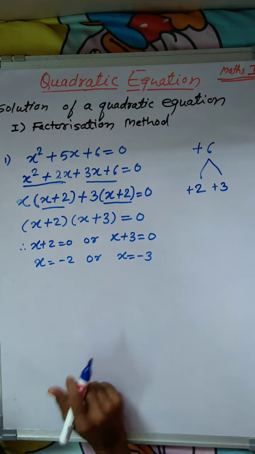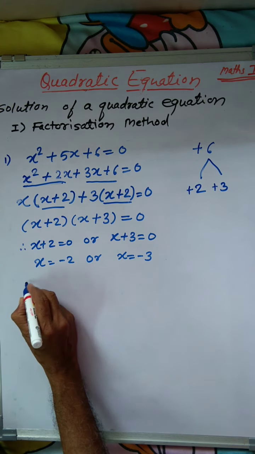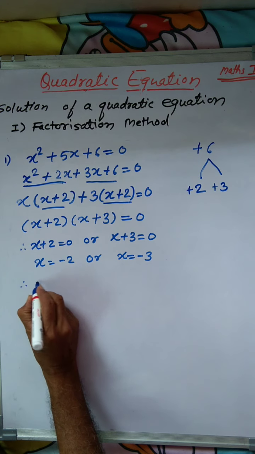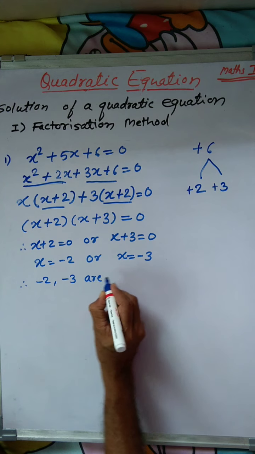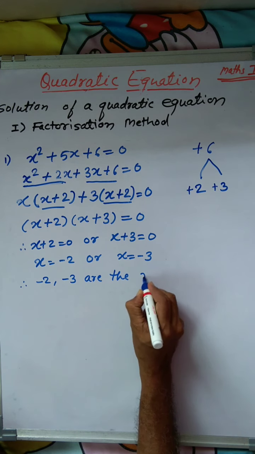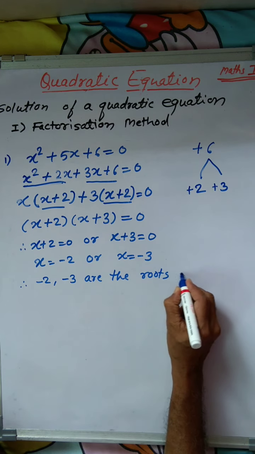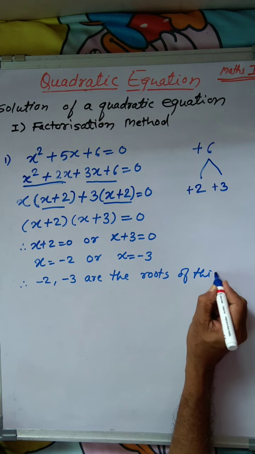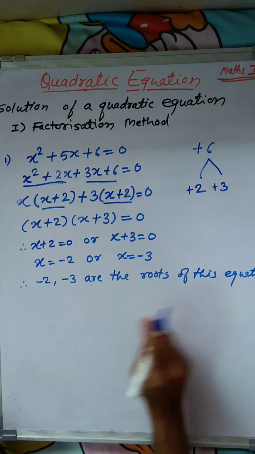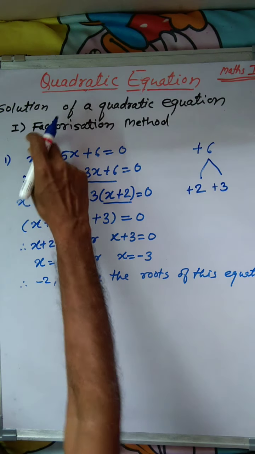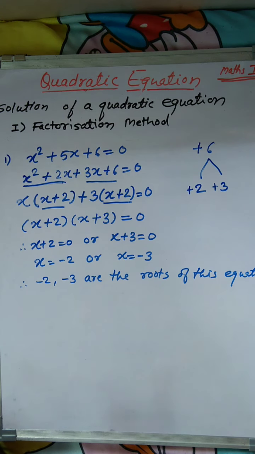Hence minus 2 and minus 3 are the roots of this equation. There are two roots because the degree of this is 2. If the degree is 2, then there are at most 2 roots.